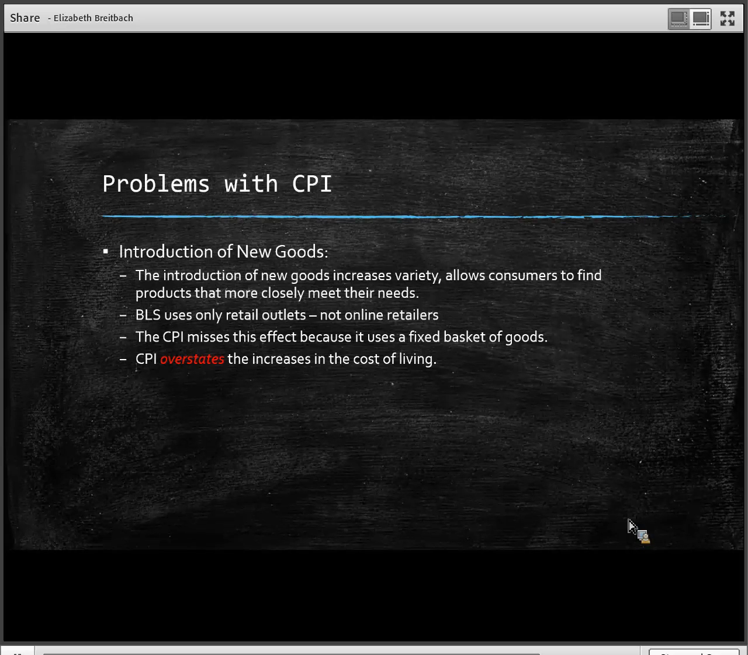So it's going to say that the inflation rate is higher because, yes, my phone now costs me $500, whereas in the 1980s, a phone definitely did not cost $500. However, this $500 phone meets my needs in a better way than a phone did 20 years ago. Also, those retail outlets, the only ones being measured, typically have higher prices than their online counterparts, again overstating the actual increase in the cost of living. So the introduction of new goods has had a pretty large role in CPI over the last 10 to 20 years, actually overstating the increase in inflation.